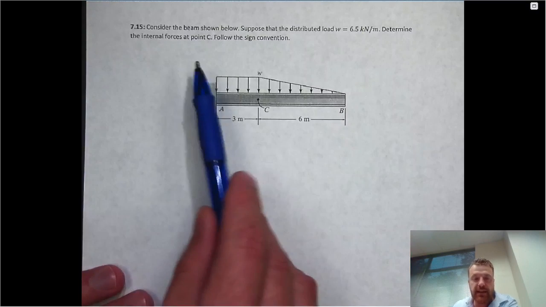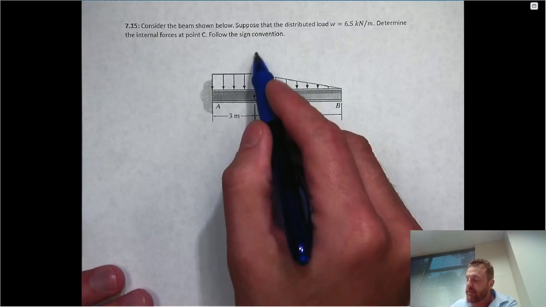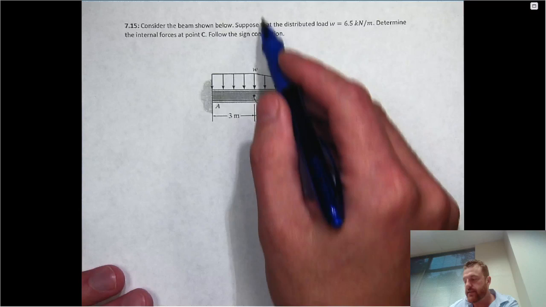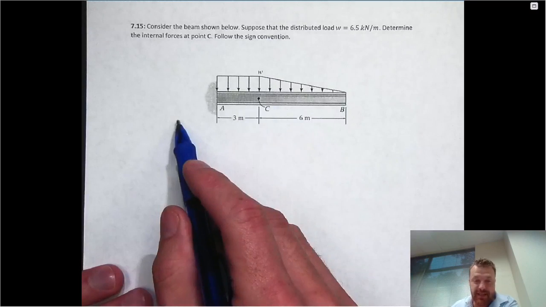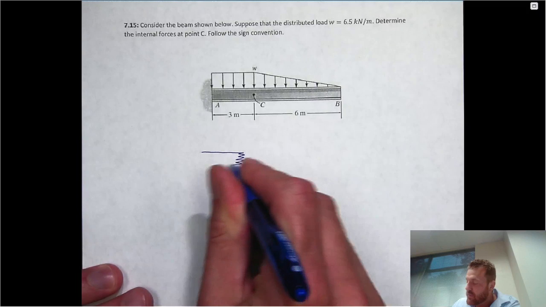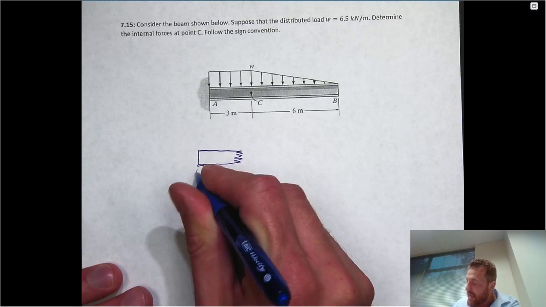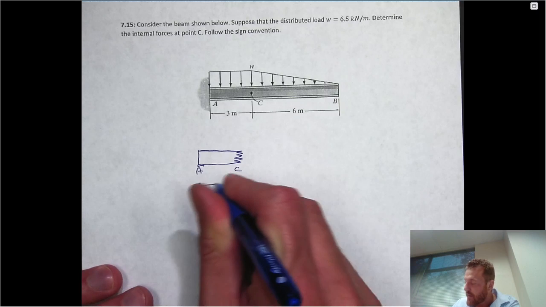And what we're asked to do is to find the internal forces at point C and follow a sign convention. So what we notice is if we pass a vertical section through point C, the left portion will not be statically determinate. And the reason is, if we were to do that, that left portion will not only have, let me get it drawn here. So this is from A to C, and this is 3 meters in span.